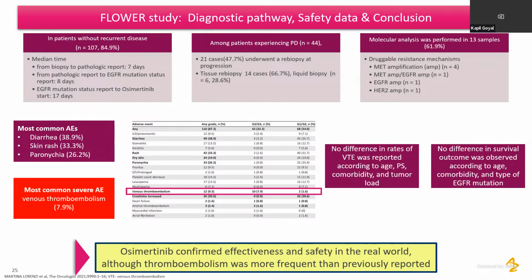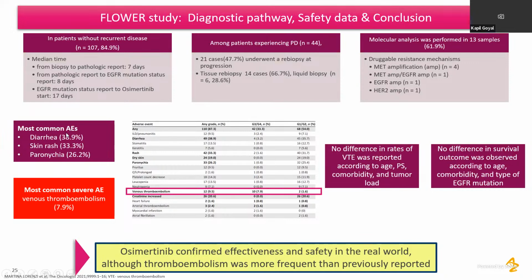And 47.7% of the patients underwent a repeat biopsy at the time of progression, which in 2/3 of the cases was a tissue biopsy, while approximately 1/3 of the patients underwent a liquid biopsy. The molecular analysis was performed in 62% of the cases. There were 13 samples in which a druggable resistance mechanism was found in a few, of which MET amplification was the most common, seen in 4 cases, while MET amplification with EGFR amplification was seen in 1 case, and HER2/neu amplification was seen in 1 case.